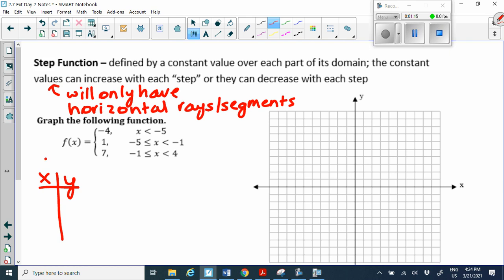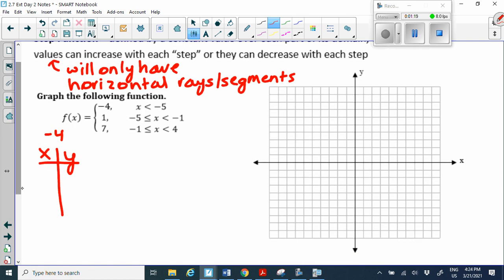Okay, so on the -4 here, notice that our restriction is x is less than -5. Remember, we always start at the restriction. Now, since x is less than, that means we want numbers smaller. So we're going to have -6, -7, -8. Because we just have horizontal rays and segments, the -4 is going to be the y value for each of these x.